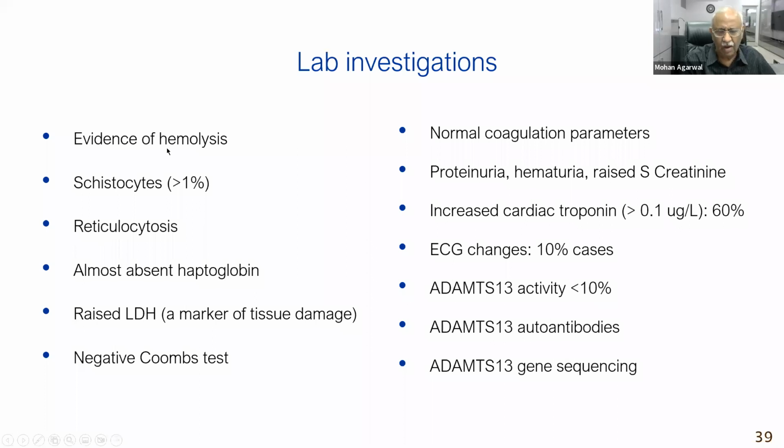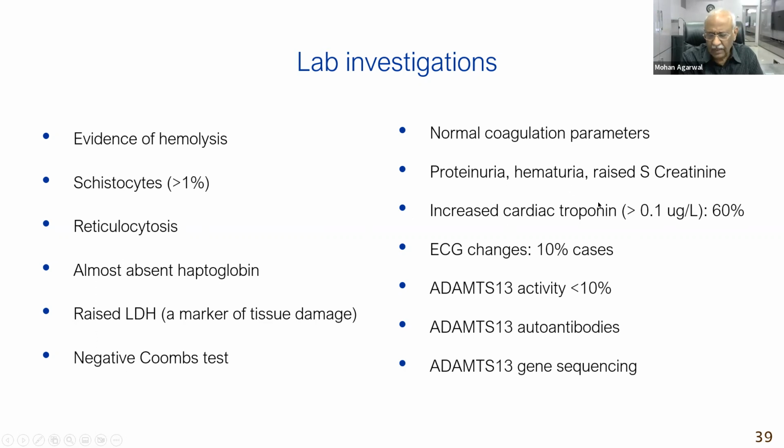So there's evidence of hemolysis, evidence of RBC fragmentation. So you've got reticulocytosis, absent haptoglobin, raised LDH. Raised LDH also comes from the tissues, not necessarily from the red cells, because organs are ischemic. And the Coombs test has to be always negative. To differentiate from DIC, the PT, PTT, fibrinogen are all normal, because this is not DIC.